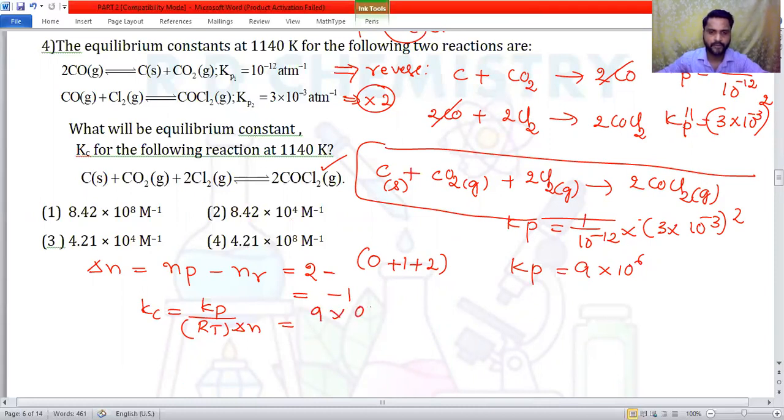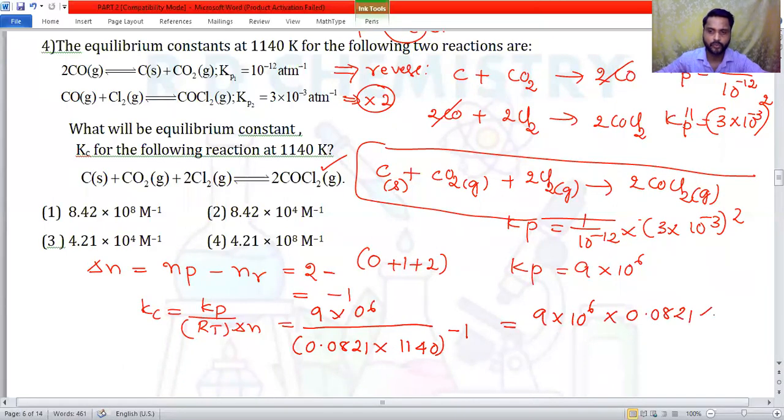9 into 10 power 6 divided by, now we have got Kp in terms of atmosphere, therefore R value should be 0.0821 into temperature is given 1140 to the power minus 1 now, which is equal to 9 into 10 power 6 into 0.0821 into 1140. So which is equal to 8.42 into 10 to the power 8 comes. Therefore, option number is 1, right?